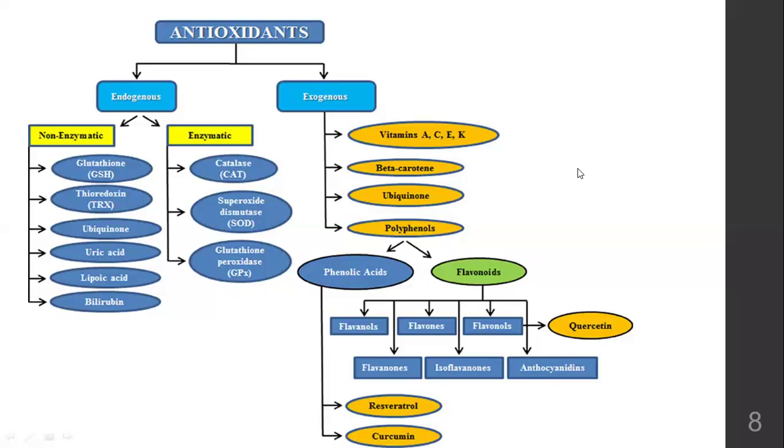Then vitamin C, it is a water soluble antioxidant. Another name for vitamin C is ascorbic acid, and it's a very strong reducing agent. It has a lot of electrons it gives up. It can tackle a lot of free radicals. One molecule of vitamin C can tackle a lot of free radicals at the same time.